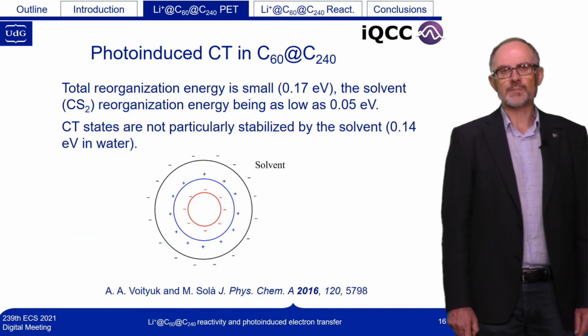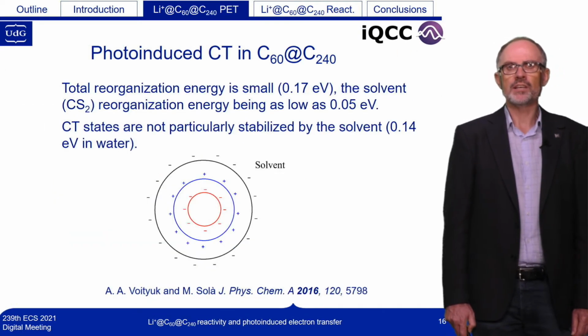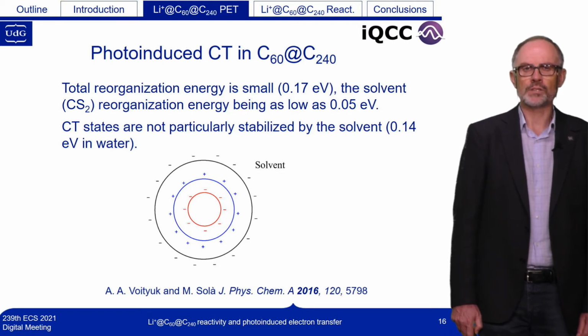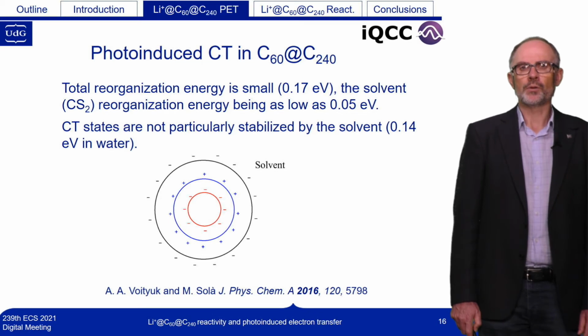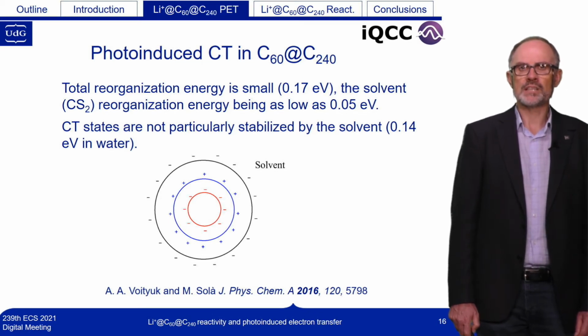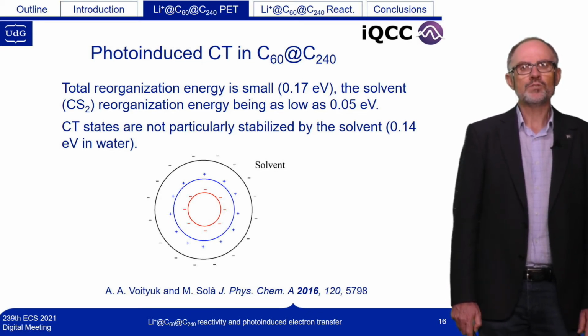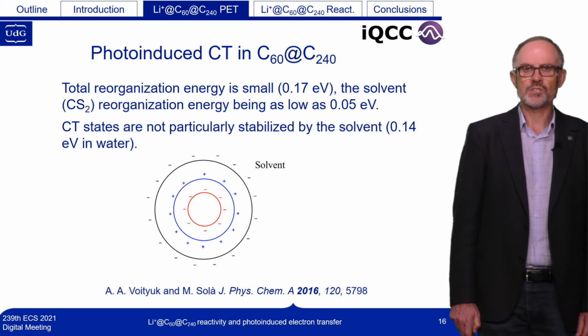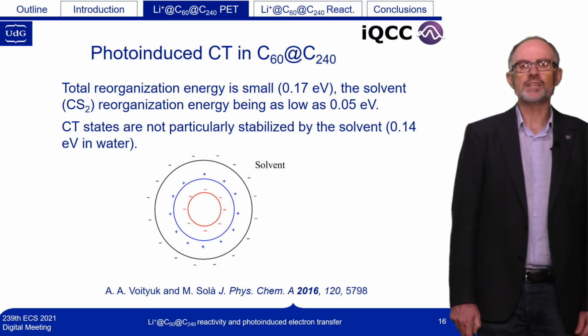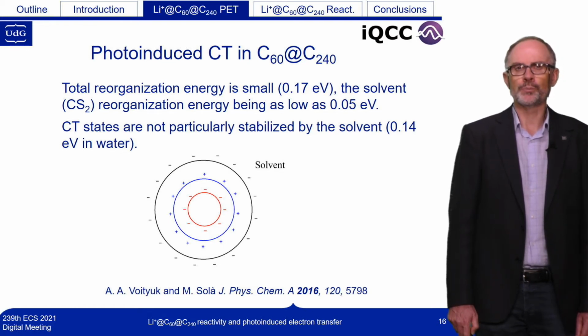Two important aspects of charge transfer states in C60@C240 carbon nanoonion have to be mentioned. First, reorganization energy is small, 0.70 electron volts, which favors charge transfer processes. The low reorganization energy is ascribed to the extended pi conjugation and rigid molecular structure of the carbon nanoonion.